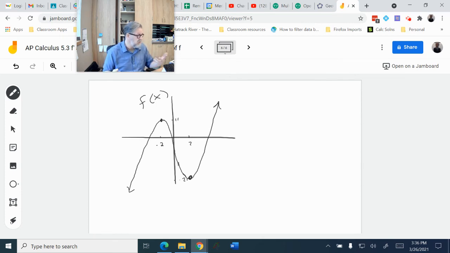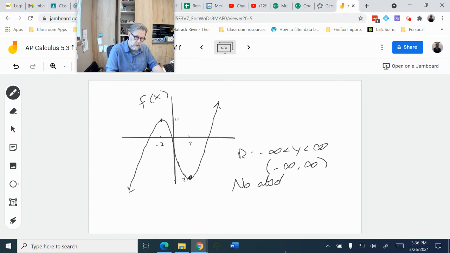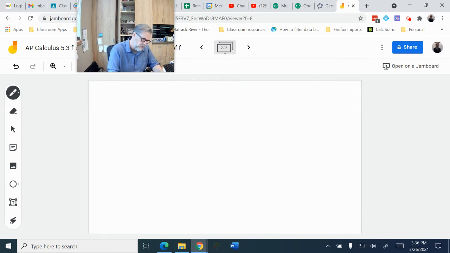And of course, no absolute extrema, because the range of this is infinite. The range is negative infinity to infinity, or we might prefer to write it this way, which means that there are no absolute extrema, and that tells me that I have a local minimum and a local maximum on this function. Okay, let's do a second quick example.